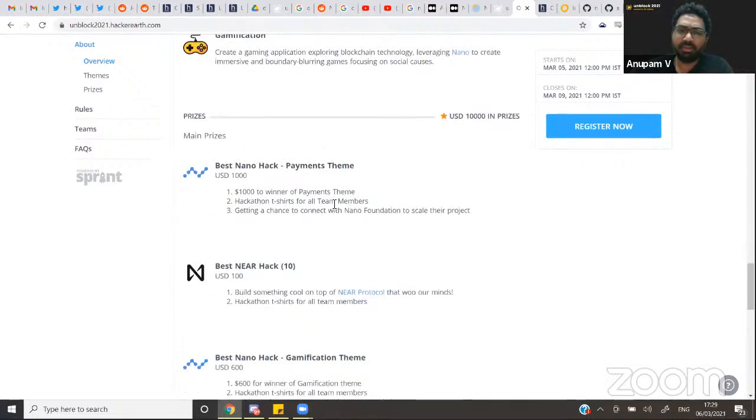Nano is giving away pretty cool prizes. And the best part that I like, on top of all the money, is they get a chance to connect with the Nano Foundation to scale their project. That's quite awesome.